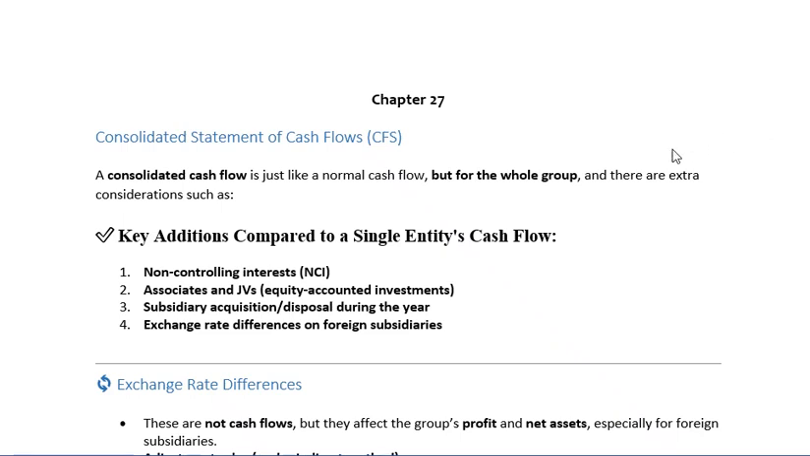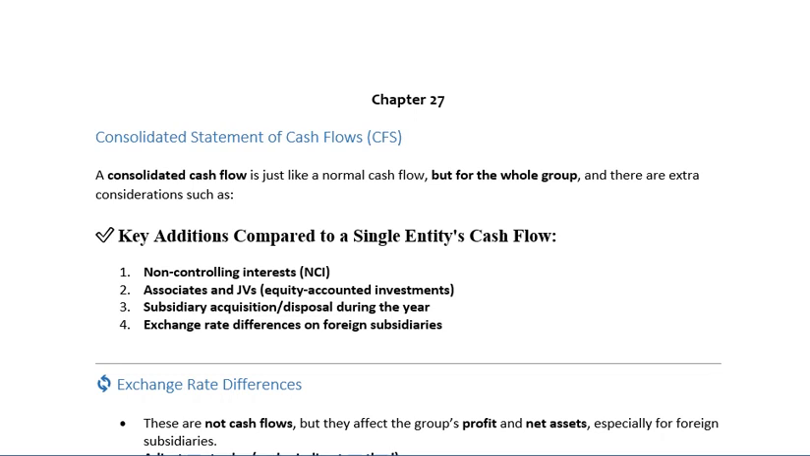Now, consolidated cash flow statement. Like we said earlier, for the consolidated cash flow statement, we have the additions of the NCI, the associates, subsidiary acquisition and disposal, and also where we have exchange rate difference on foreign subsidiaries.